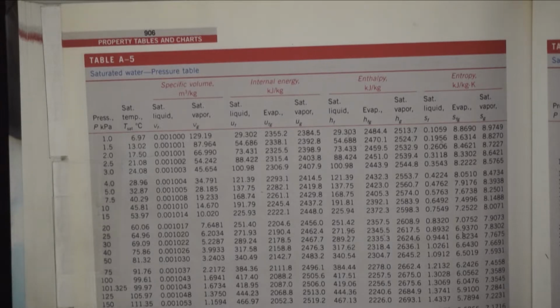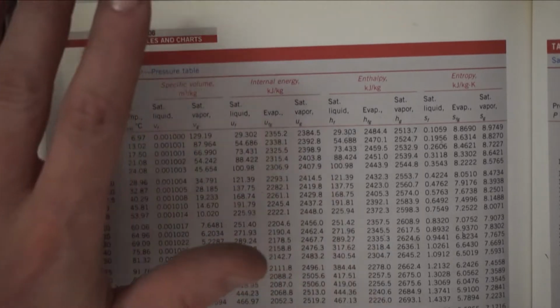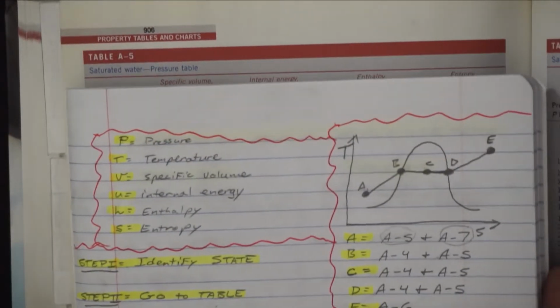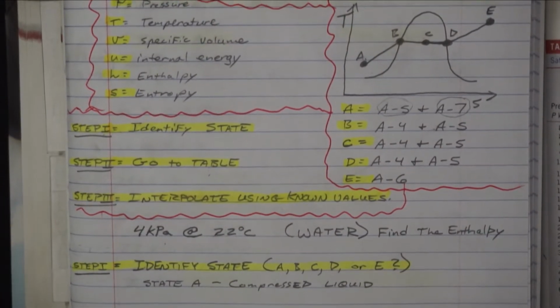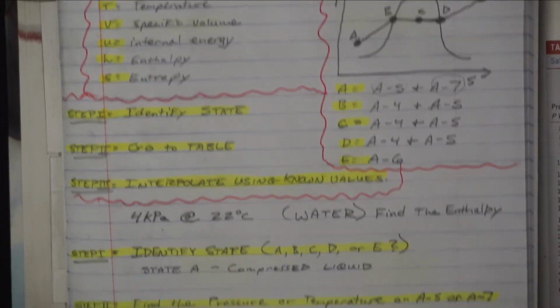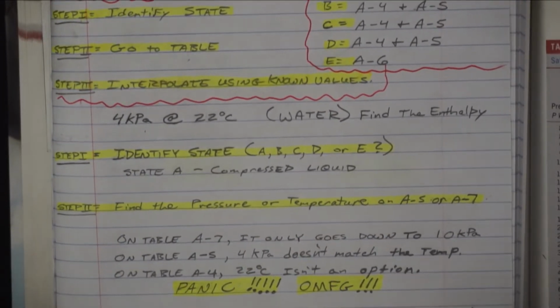We know it's compressed liquid. We know that it's at 22 degrees C. So pressure is not a thing anymore. We're not worried about pressure anymore. So what we do is we know it's a compressed liquid, state A. So at 22C, what are we supposed to do?